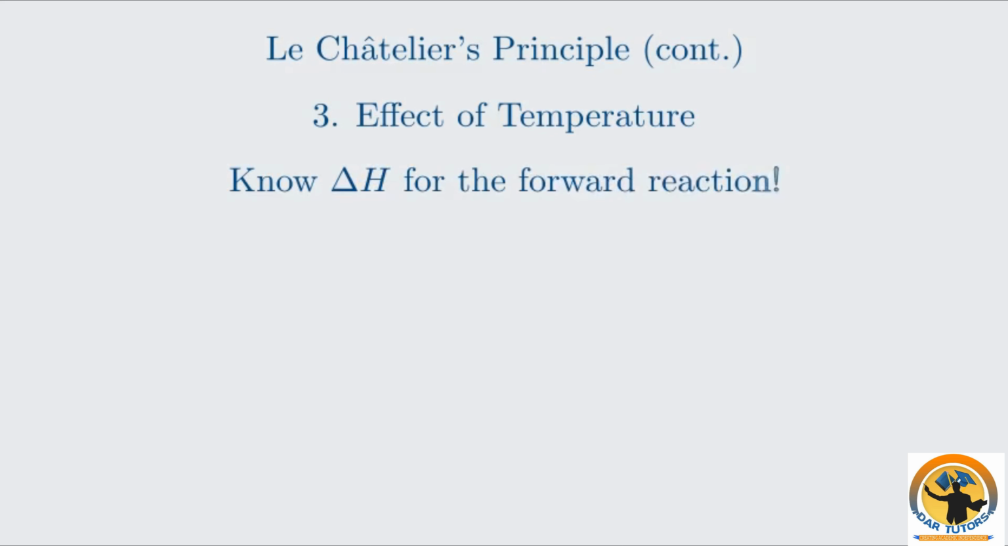Let's continue our discussion of Le Châtelier's principle and examine the effect of temperature and catalysts. The third and arguably most important change is the effect of temperature. This is the only change that alters the value of the equilibrium constant K. To predict the shift, you must first know the enthalpy change, dH, for the forward reaction.